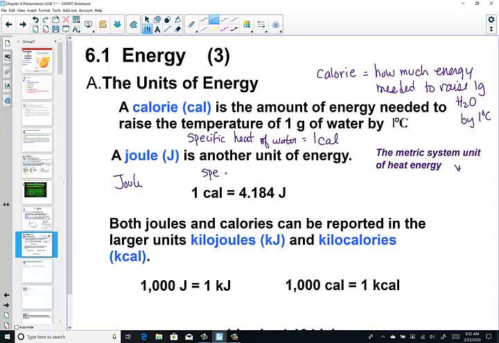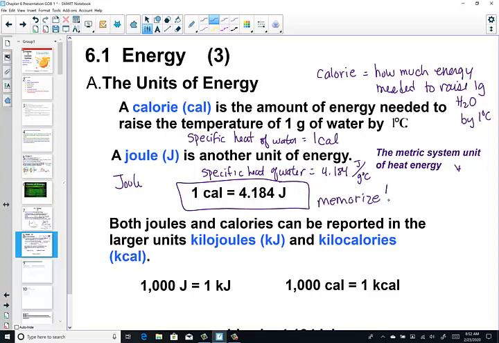So you could say the specific heat of water in a joule is 4.184. That's the conversion between a calorie and a joule. It takes 4.184 joules of heat energy to raise 1 gram of water by 1 Celsius degree. The equivalent values between calories and joules should be memorized. You'll need to know those conversions, so I'll just encourage you to remember 1 calorie is equivalent to 4.184 joules.